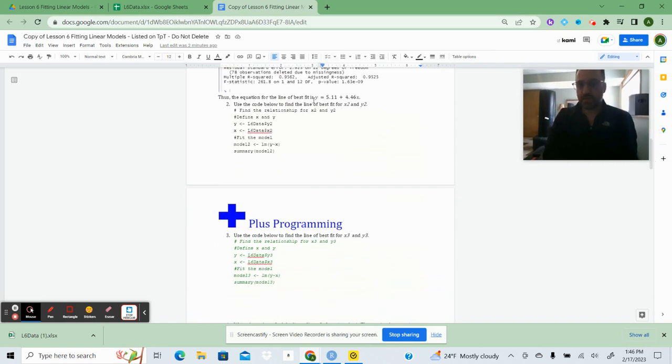So the line of best fit would be y is 5.11 plus 4.46x. You could switch that too and put y equals 4.46x plus 5.11. So what we're going to do is find the line of best fit for x2 and y2 and x3 and y3. So those are in here.